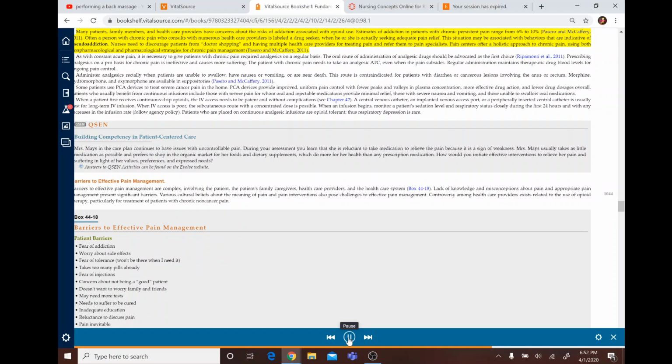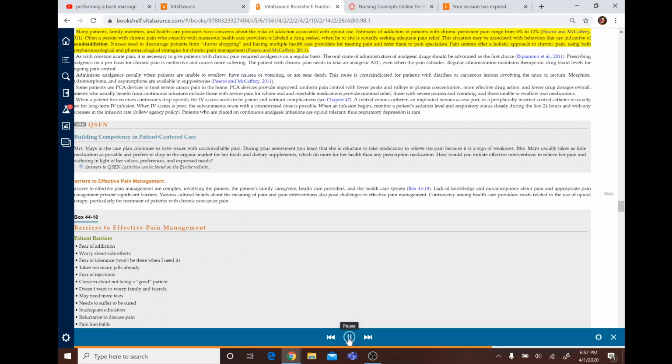Many patients, family members, and healthcare providers have concerns about the risks of addiction associated with opioid use. Estimates of addiction in patients with chronic persistent pain range from 6% to 10% (Paice and McCaffery, 2011). Often a person with chronic pain who consults with numerous healthcare providers is labeled a drug seeker, when he or she is actually seeking adequate pain relief.